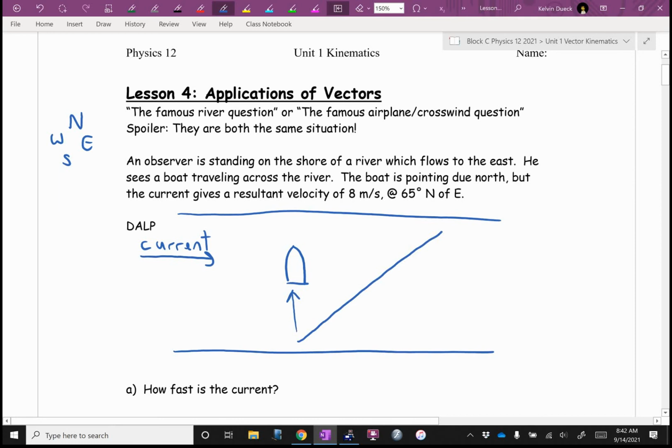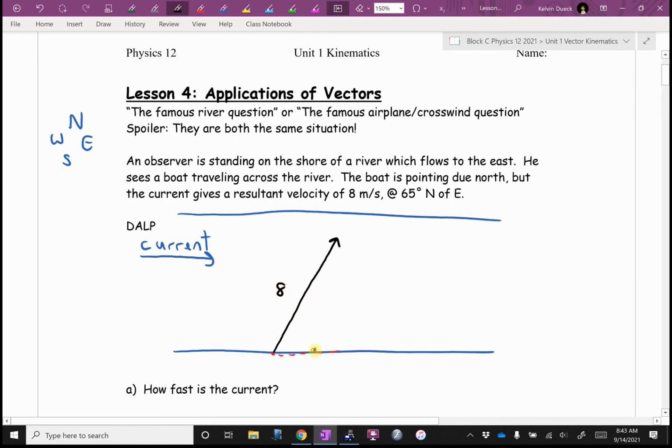Rachel, does that make sense? You've got to use your imagination a little bit. What is the resultant velocity? 8 meters per second at 65 degrees north of east. North of what? Okay, I'm going to draw that. I'm going to go east first. I'm going to go 65 degrees north of east, which is probably about there.